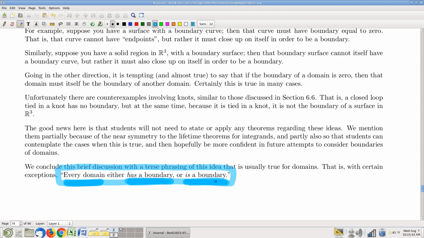Right? A closed curve doesn't have a boundary, therefore it is a boundary of a surface. A closed surface doesn't have a boundary, it doesn't have an edge, therefore it is a boundary of the solid inside of it. Everybody on board? Okay, so I think this rolls off the tongue very nicely, and it's a nice way to think about it.